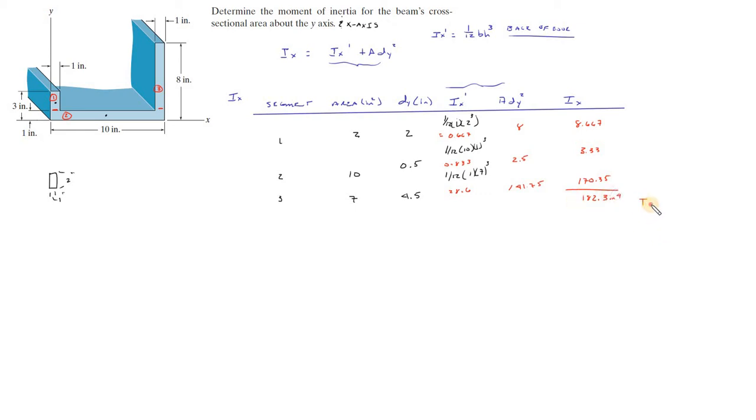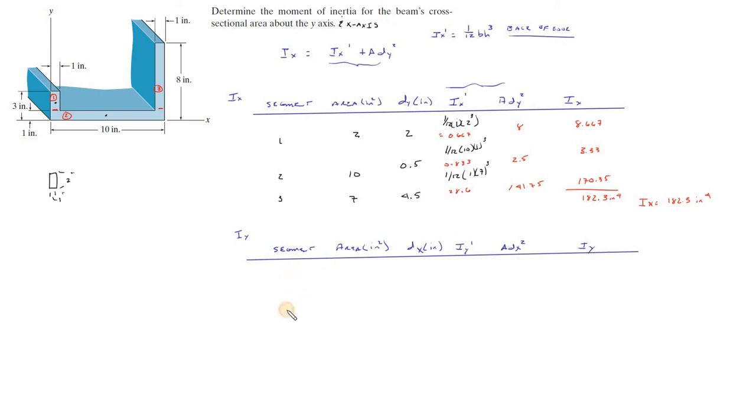So my moment of inertia about the x-axis is 182.3 inches to the fourth. Now I can do the same thing for my Iy. I'll set up the same table. I'll have my segment, I'll have my area. Something you may want to do is pause the video and see if you can compute the moment of inertia about the y-axis. It's going to be x and Iy prime and A dx squared, and this is going to be my Iy.